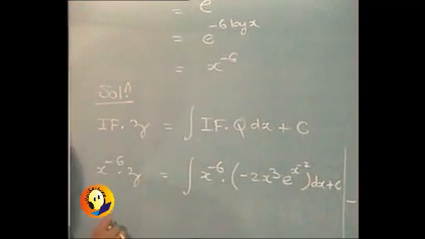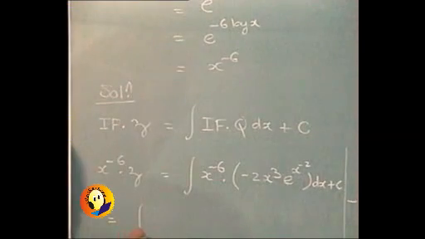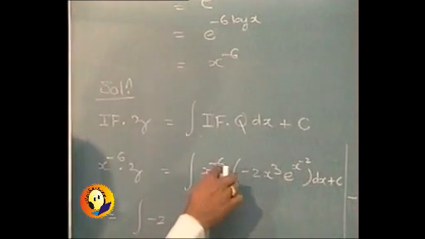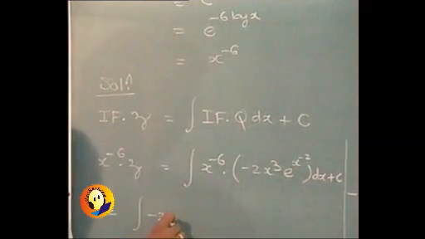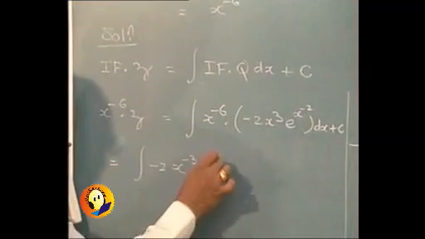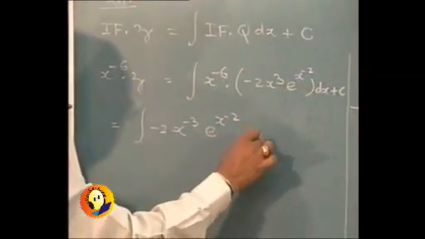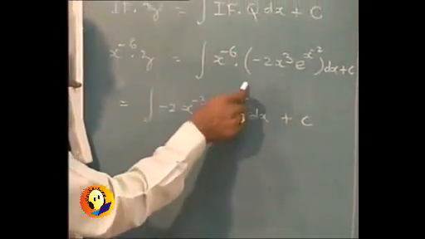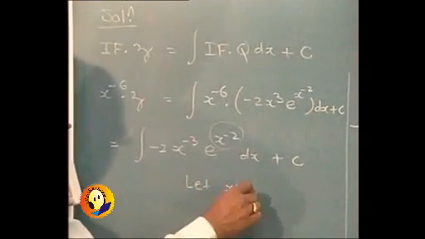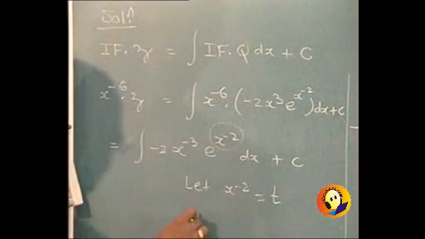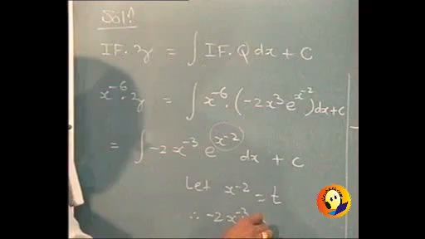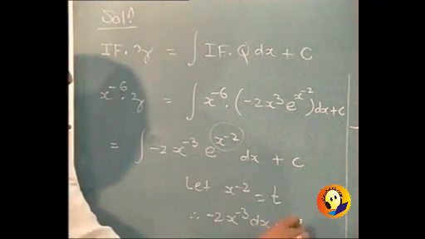So to integrate the right hand side, we will first multiply x raised to minus 6 by x cube, and we will get x raised to minus 3 e raised to x raised to minus 2 dx plus constant. Substitution will be: let x raised to minus 2 be equal to t, therefore minus 2 x raised to minus 3 dx will be dt.